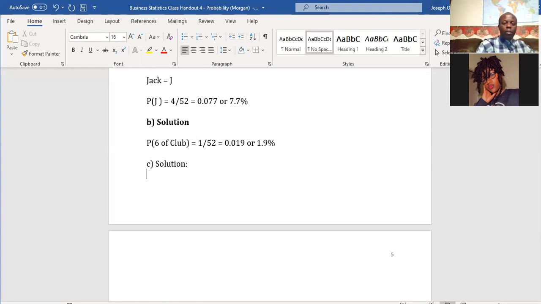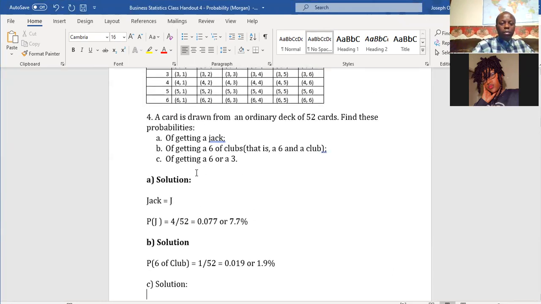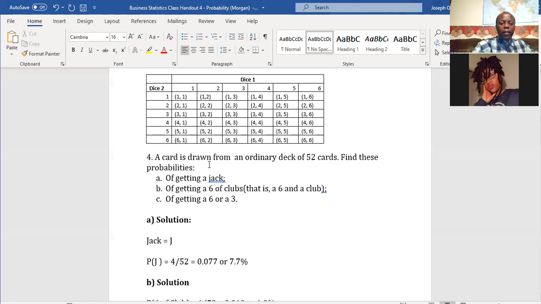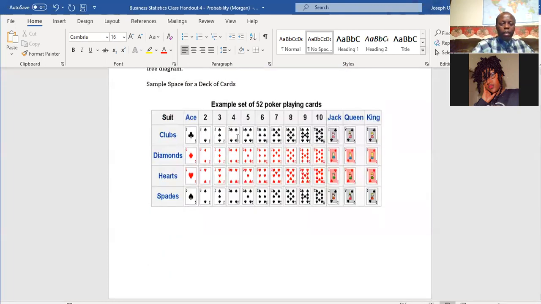Of getting the number 6 or 3. So if you look here at the cards, these are all the cards that have 6 on them. There are 4 of them. Club has 6, diamond has 6, hearts has 6, spade has 6. So these are the cards that have 3s. The same thing: club has 3, diamond has 3, hearts and spade, they all have 3s. So there are 4 on both sides.